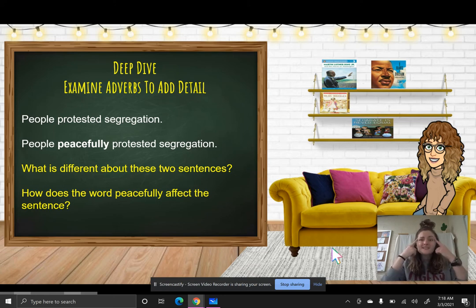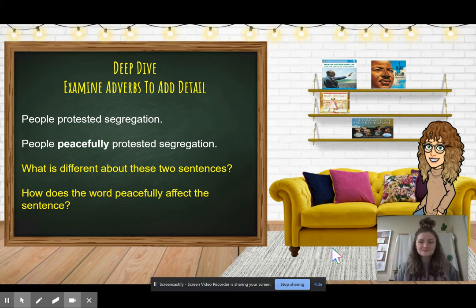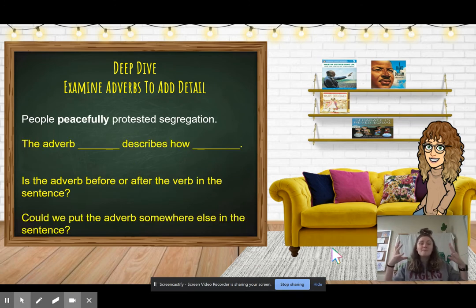It lets us know, it paints a picture in our head of how people protested. If they protested segregation, and it doesn't give us an adverb about how they protested, they could have been screaming, they could have been throwing things, they could have been running through the streets. But when we added the word peacefully, it lets us know that they didn't use their bodies, they didn't use their fists to protest, they used their words. And they used their community, right? When they peacefully protest, they did sit-ins, they marched, they walked together, they held up signs, and they sang protest songs. So the word peacefully described how people protested.